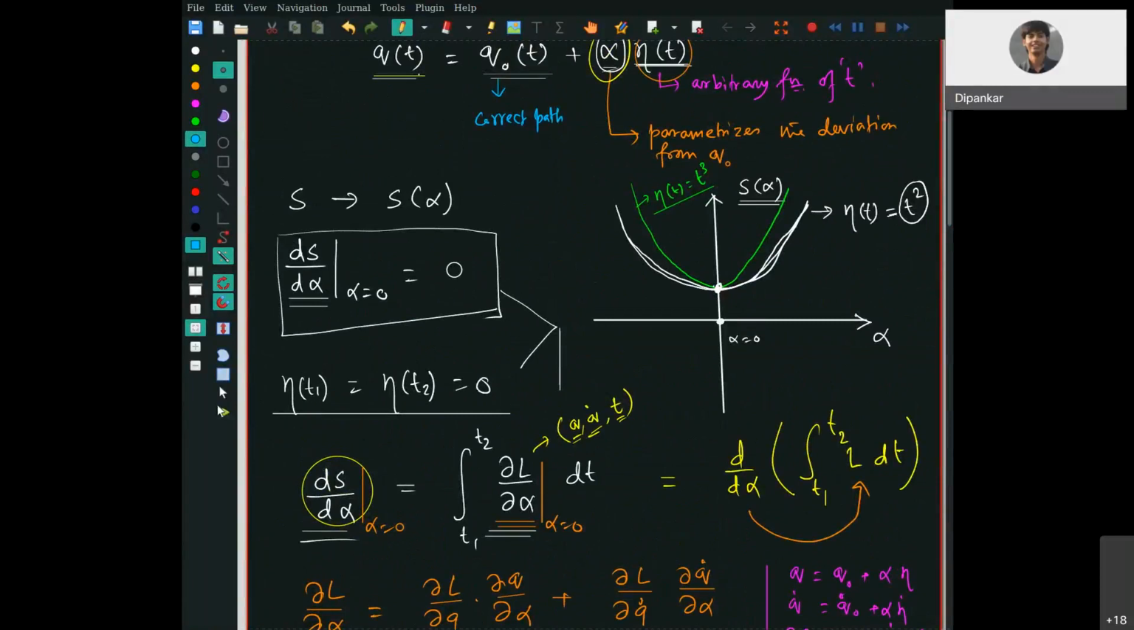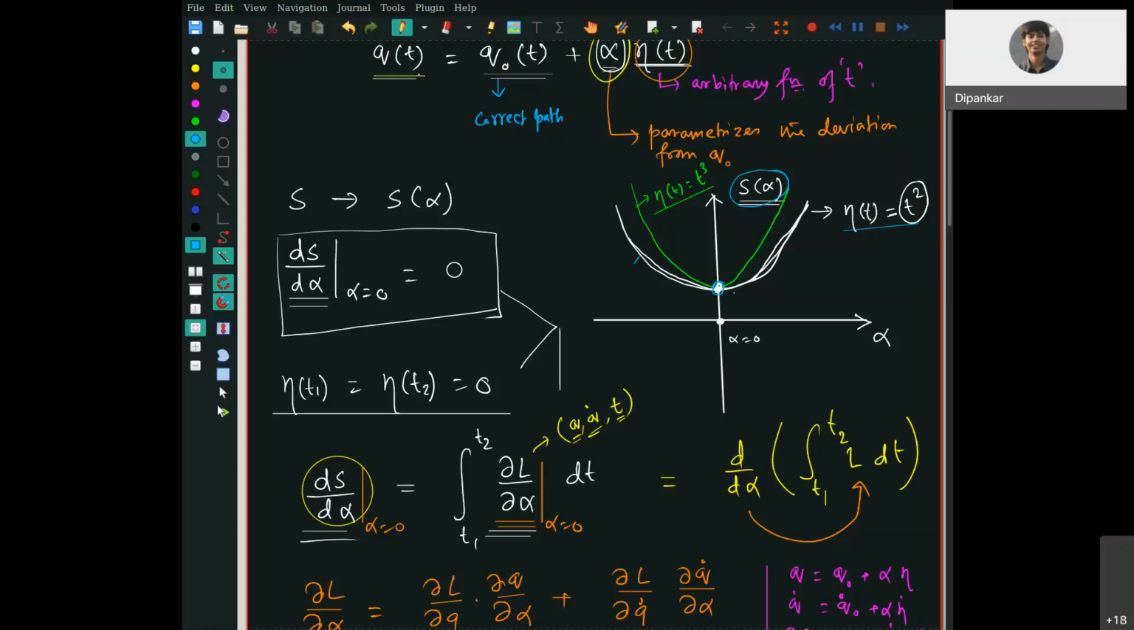I have just said that at alpha equals 0, your S is minimum. That's the only thing, and there is nothing else. I am not saying anything more. So this green plot and the blue plot would be different. Do you agree with that? Yes. I'm just saying that for different choices of eta t, this S alpha will be different.